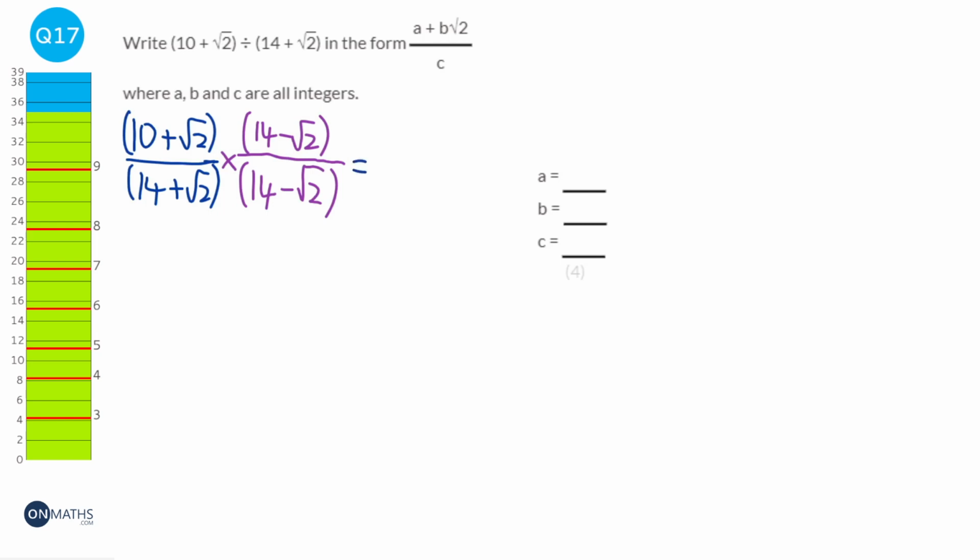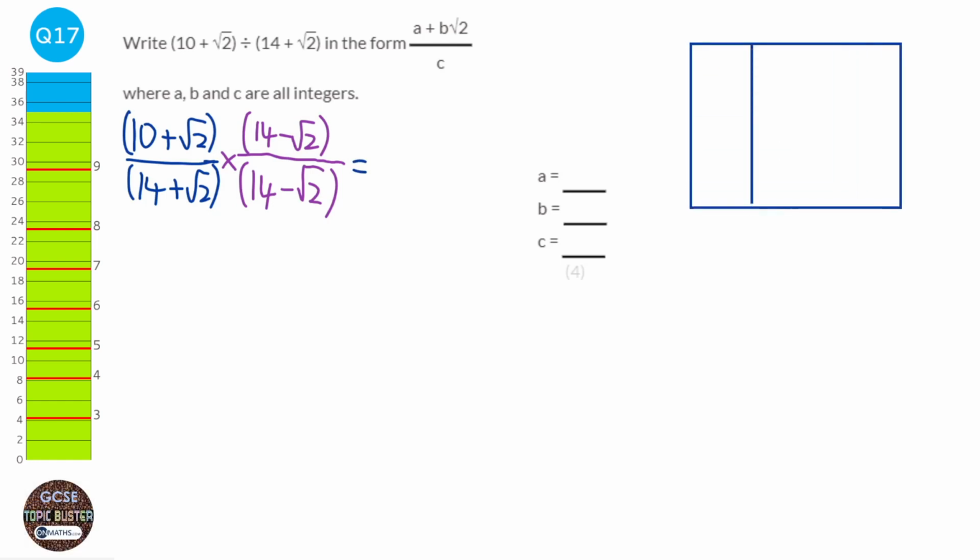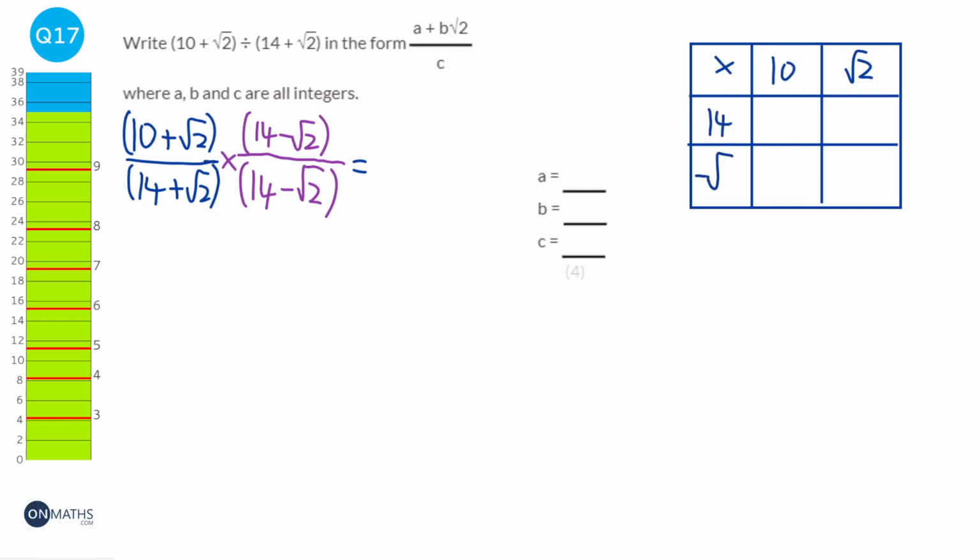Okay, let's draw a grid to work out what that will equal. And you can use any method you want. You can use double smiles and rainbows, FOIL, whatever method you have to multiply two such brackets. I'm going to start off with the top. The top is 10 plus root 2 times 14 minus root 2. So 14 times 10 is 140. 14 times root 2 is just 14 root 2. 10 times minus root 2 is minus 10 root 2. And then a minus and a positive make a minus, and root 2 times root 2 is just 2.